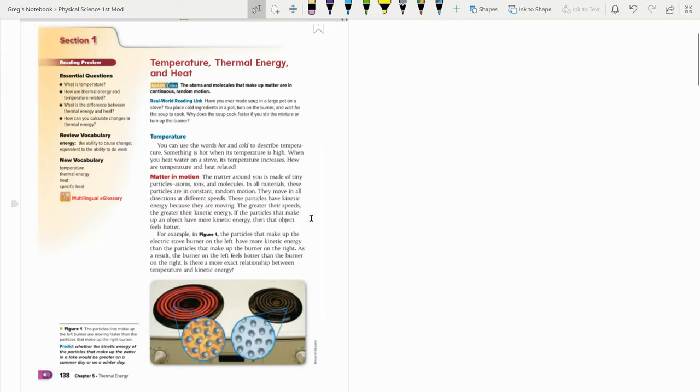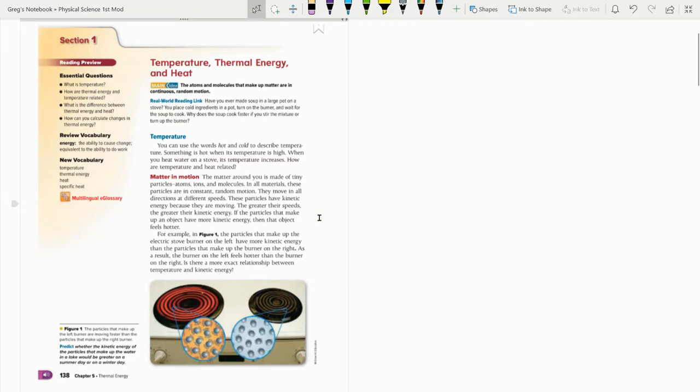So all matter is made up of tiny particles. Those tiny particles are constantly moving. At a higher temperature, they move faster. At cold temperatures, they move slower. At the same temperature, more massive particles move slower than less massive particles. That is known as the kinetic theory of matter. So, matter in motion.